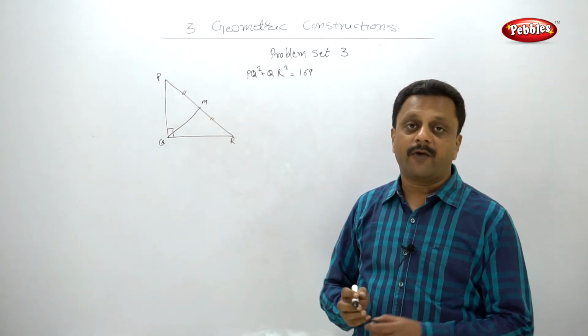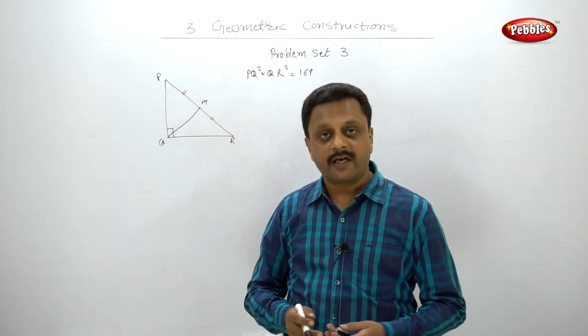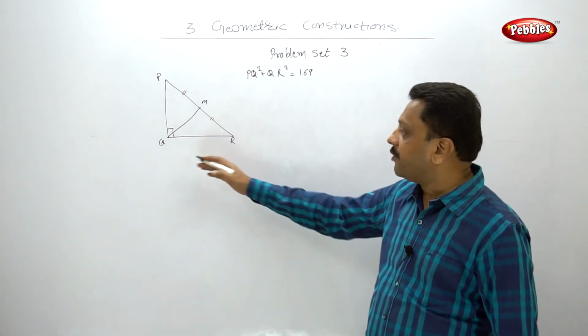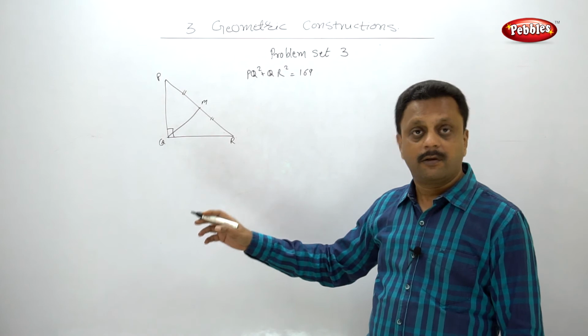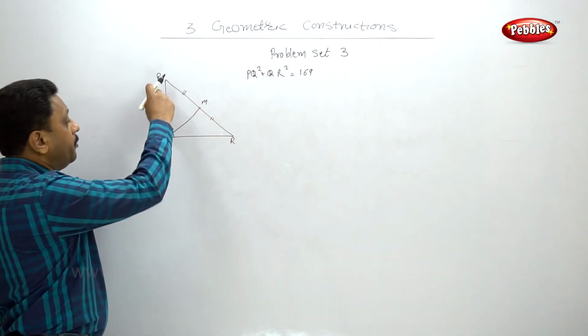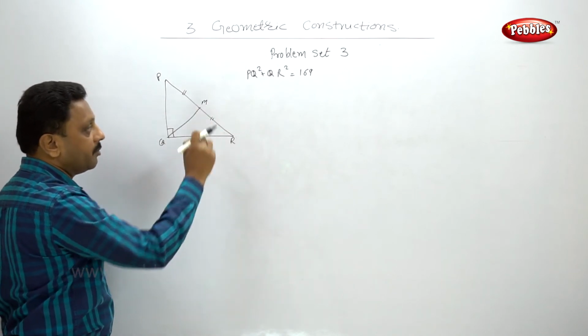Now we have to find out at least one side first. Only then can we draw the triangle and then the circumcircle. So here, can we use Apollonius's theorem? Very simple. In Apollonius's theorem, you can say PQ square plus QR square is equal to 2QM square plus 2MR square.